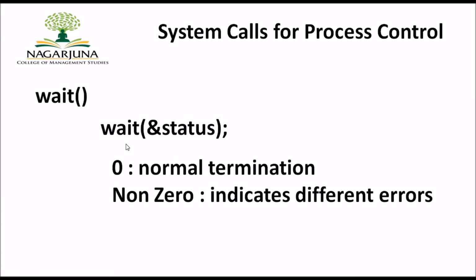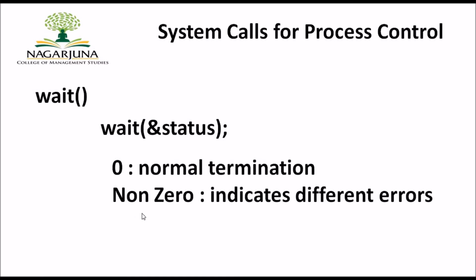So wait basically returns 0 if a child process has been terminated successfully. It is an indication that the parent has to wait until the child process completes. Once the child process has completed its operation, wait returns with the status value written as 0, indicating that the child has been terminated successfully. Then the parent process can continue.